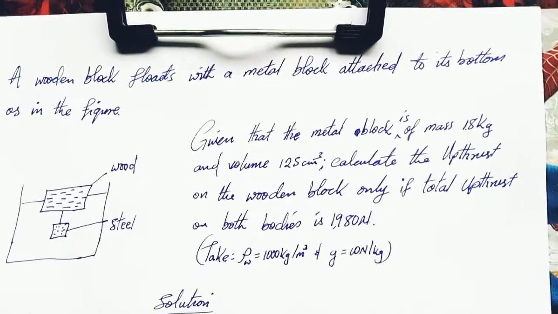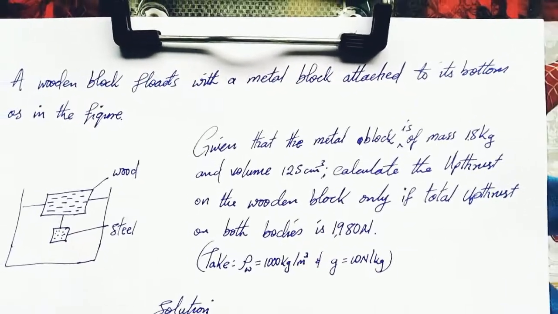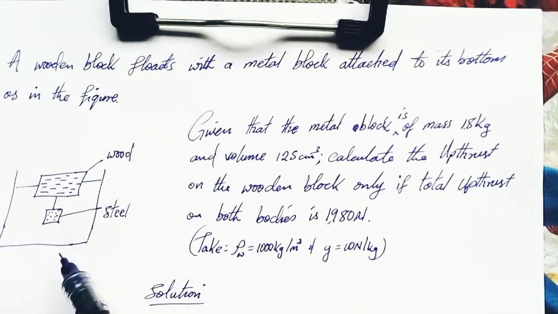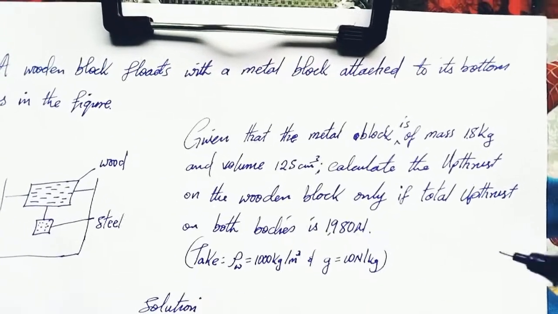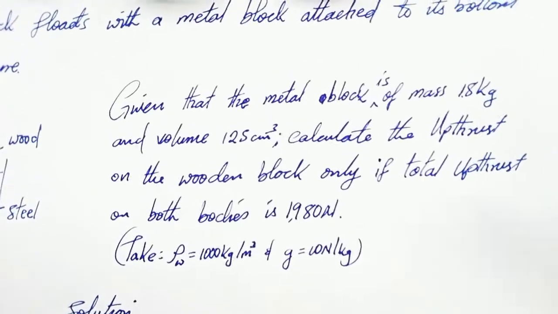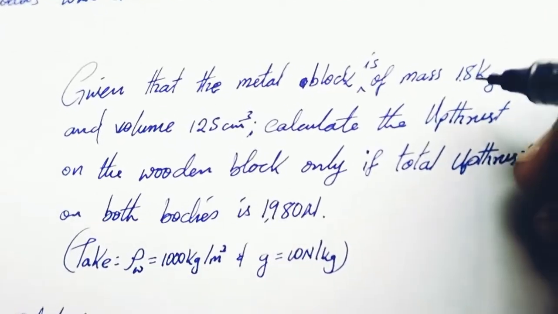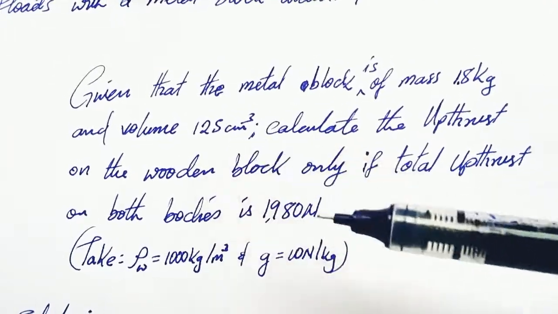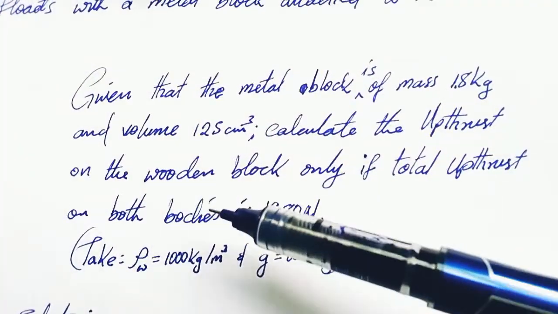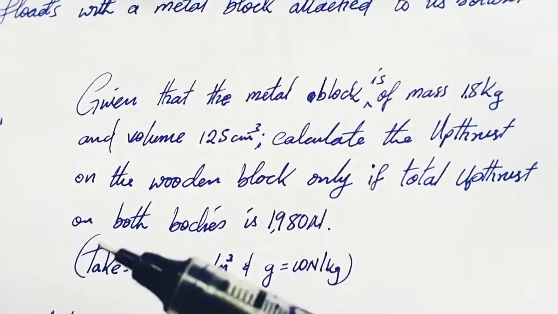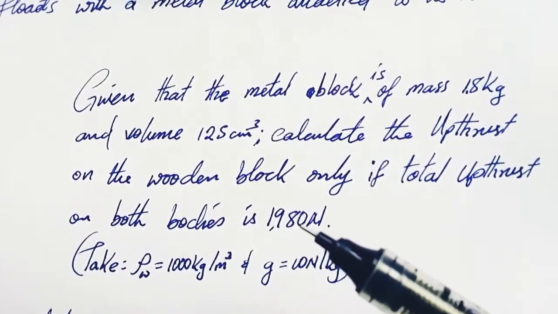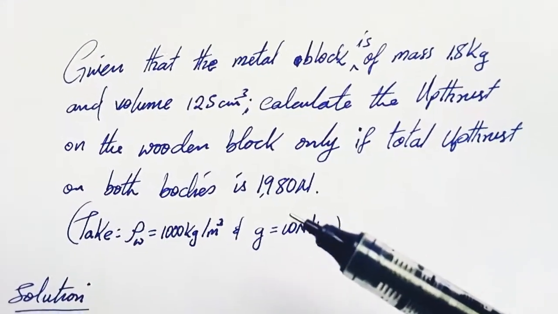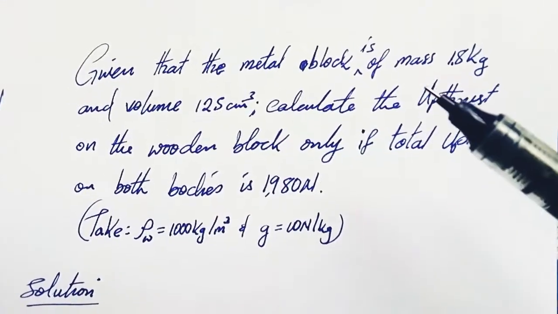A wooden block floats with a metal block attached to its bottom, as in the figure. Okay, that's a wood, and a metal block in water or whatever this liquid is, given that the metal block is of mass 1.8 kgs and the volume is 125 cubic centimeters. Calculate the upthrust on the wooden block only if the total upthrust on both bodies is 1980 newtons. I made this number very big. After my calculations, I realized I should have just written 980.